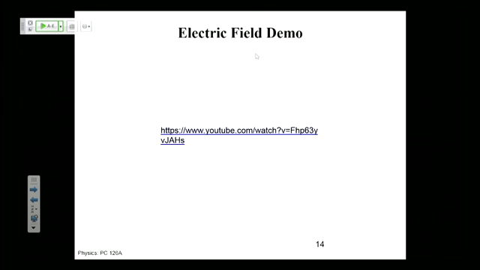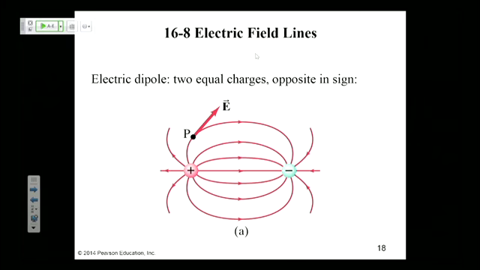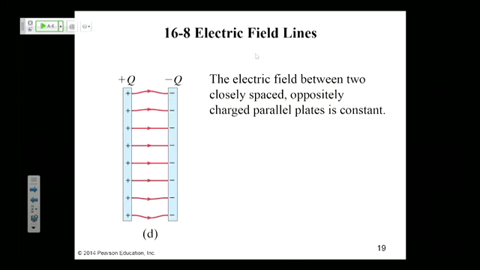So electric fields for point charges start from the positive charge and end at the negative charge. If you have, instead of point charges, two parallel plates, this is what you expect to get. Electric field lines will be moving from the positive end and entering into the negative end.